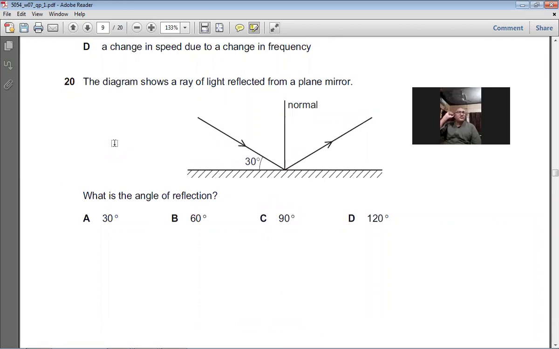The diagram shows a ray of light reflected from a plane mirror. What's the angle of reflection? So here you see that we have a mirror here, and this is the incident ray, and this is the reflected ray. This is your normal. The angle of incidence will be the angle between the incident ray and the normal, so that will be this angle. The angle of incidence and the angle of reflection are equal to each other.